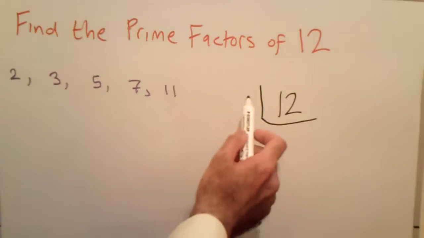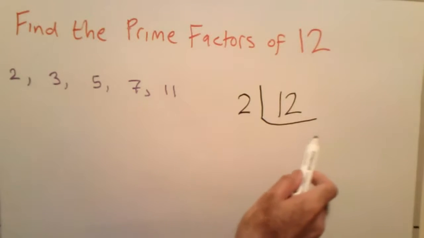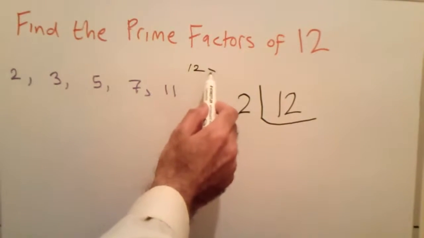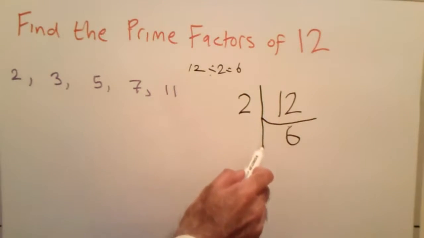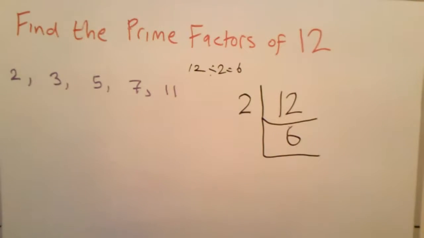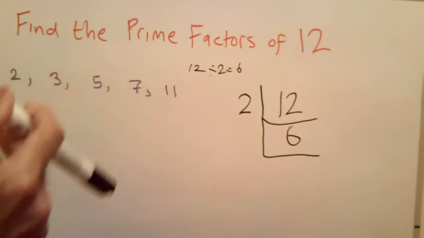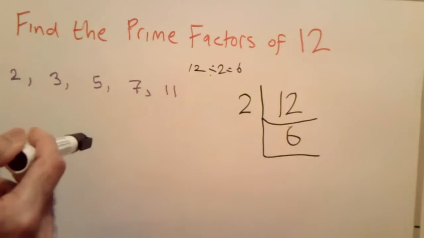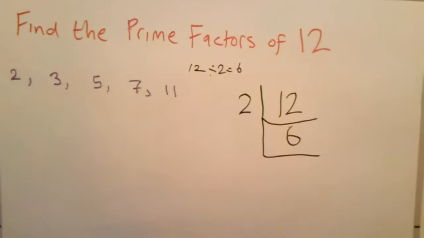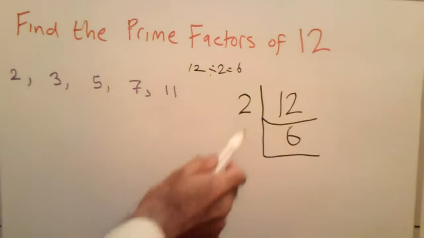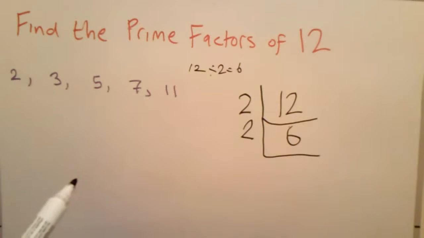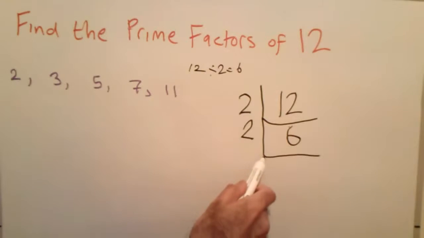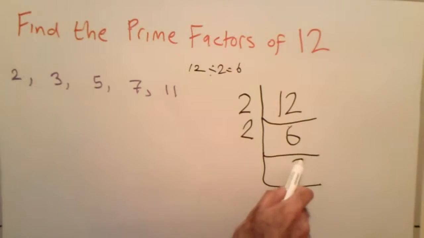Okay, so there's 12. What happens if we do 12 divided by 2? 12 divided by 2 is 6. So we write down 6 there. We'll do another little box like that. Now the method is to keep going with the smallest prime number you've got. Does 2 divide into 6 to get a whole number? Yeah, we get 3. So we do another box and write down 3.